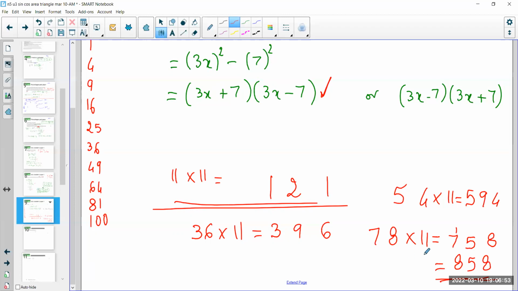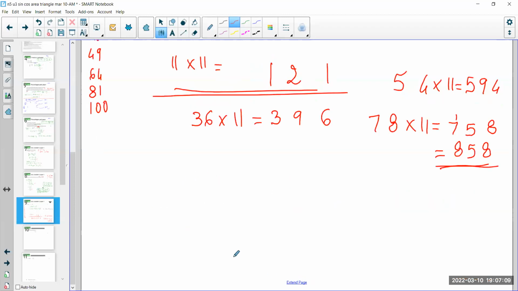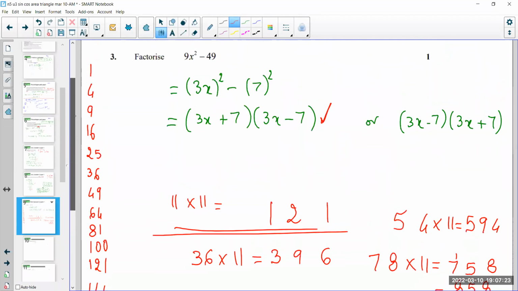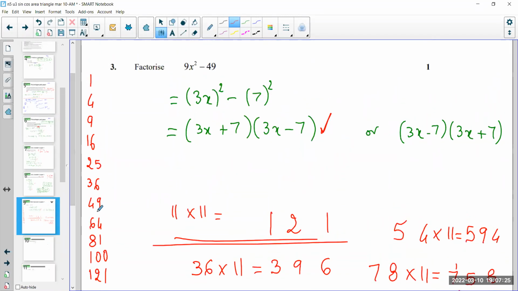And when people are doing these programs where you've got to do calculations, these are the tricks that they use. Good. So now you know even how to times by 11. And for 12, it's 144. So if you know right up to 12, you should be okay to factorize any difference of 2 squares.